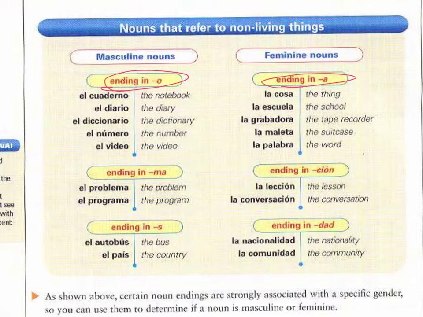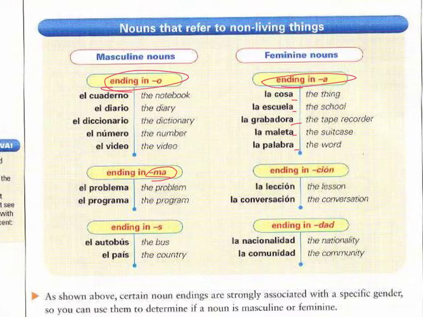lot of times things ending in A are feminine, such as la cosa, la escuela, la grabadora, la maleta, la palabra. I don't know why that's feminine, why a suitcase is feminine, why a tape recorder is feminine, why a school is feminine, or the thing is feminine. But we identify them as feminine, right? But you got to pay attention because usually things ending in MA are also feminine.